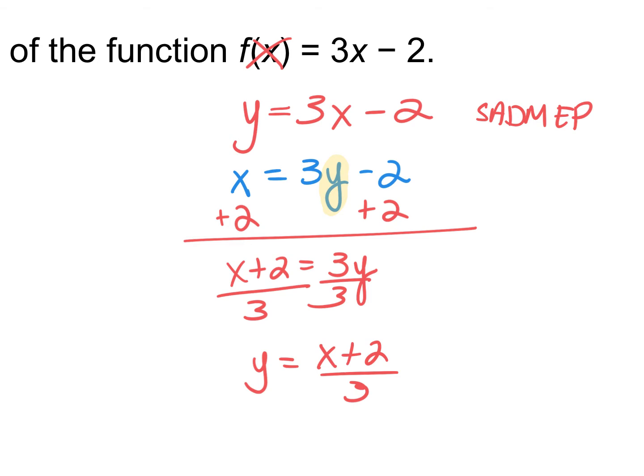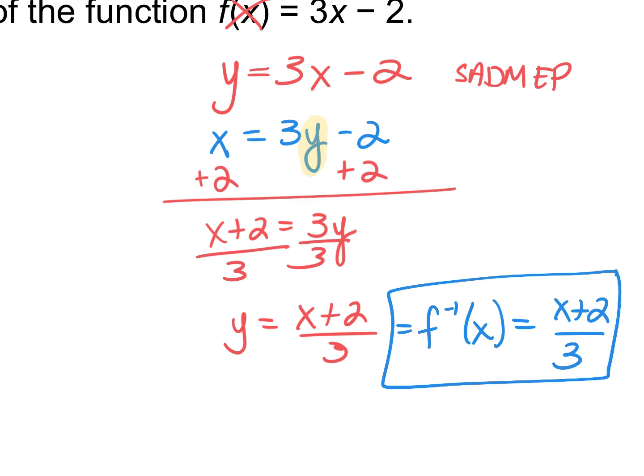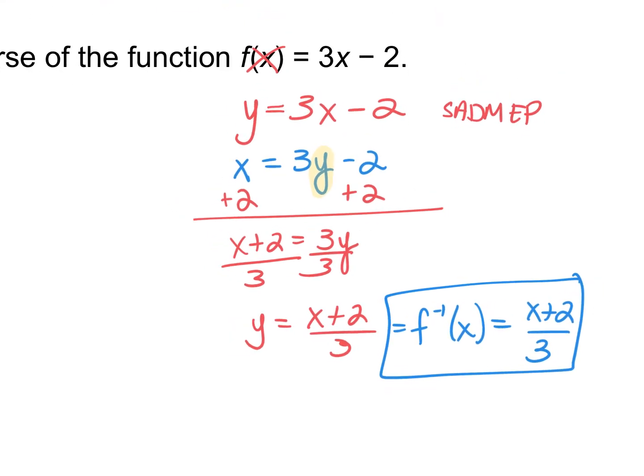And I have one more thing to do. How do you say, look, Mrs. Meadows, I just found the inverse? Perfect. f negative 1 of x equals x plus 2 divided by 3. If you do not put this notation, f negative 1 of x, I promise you I will take a couple points off.